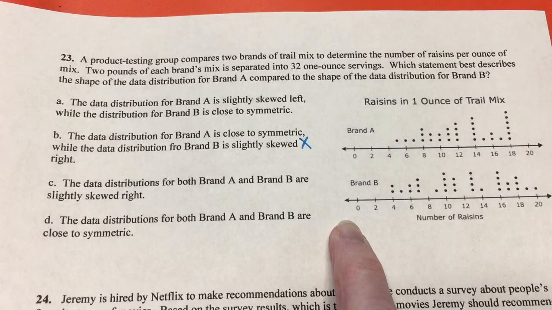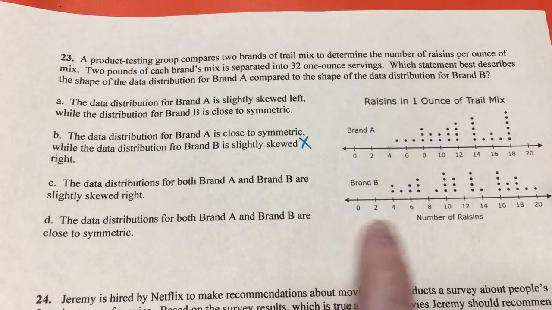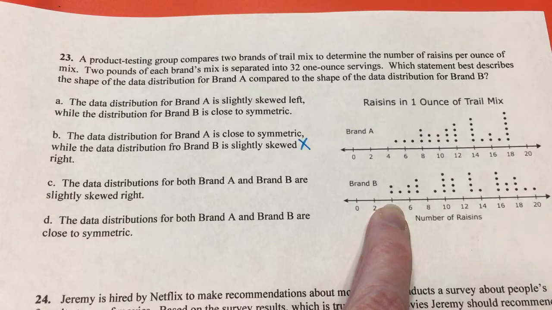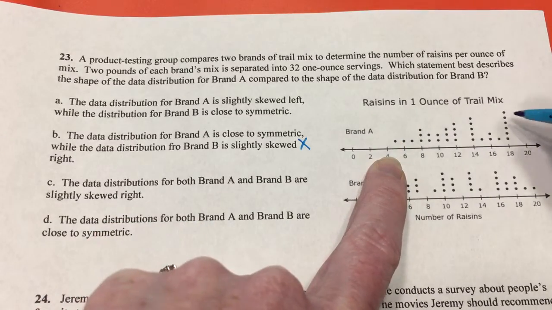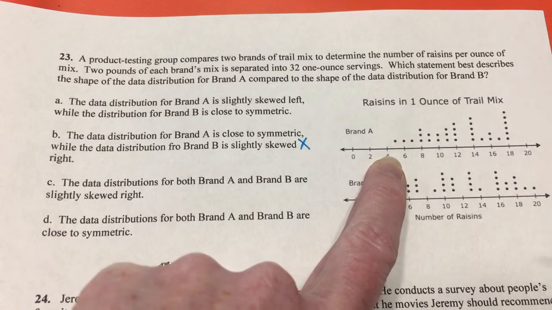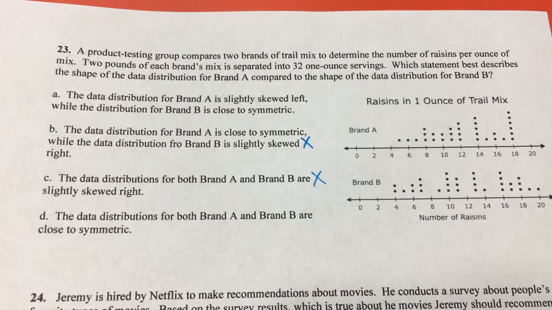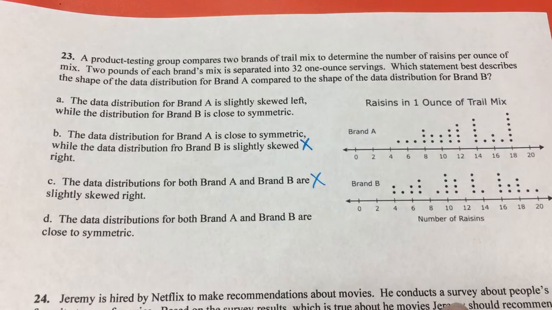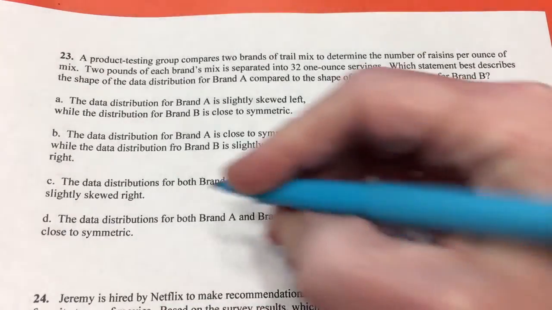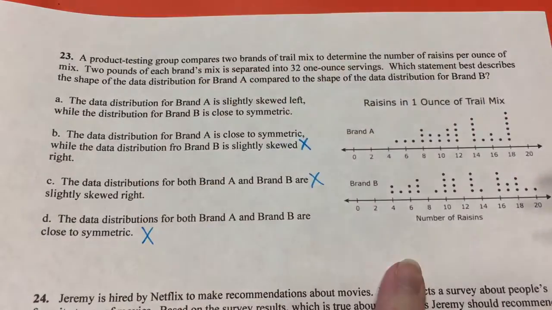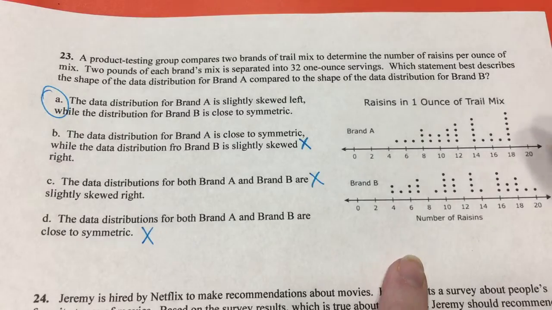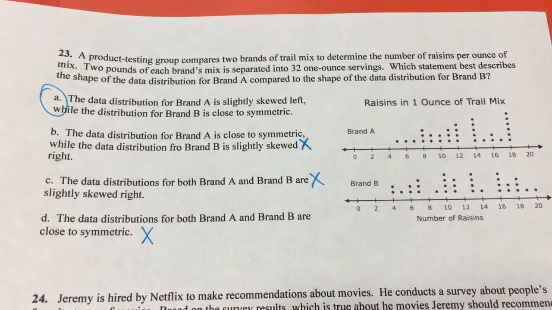The data distributions for brand A and B are slightly skewed right. All right, so I'm going to look for, if they're skewed right, this one's not skewed right at all, I don't think. So I can say that this is not skewed right. If this is skewed right, then I'm saying that there's a tail on the right. And this is not a tail, that's more of a peak. So I'd say no. All right, the data distributions for brand A and brand B are close to symmetric. So again, we've already determined this top one is not symmetric. This one maybe, but they're both not symmetric. So I would say no. So I'm going to go with A. This is slightly skewed left. So we have our tail on the left, and then we have close to symmetric on brand B.